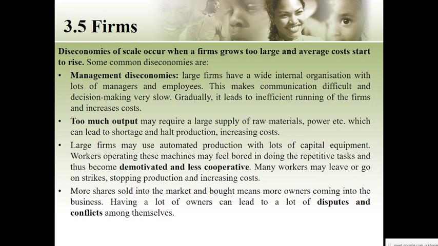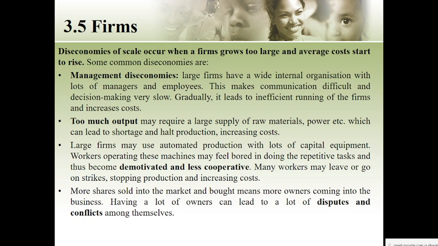That was the economies. Now here we have diseconomies of scale, opposite to economies. The first one is management diseconomies. How can it happen? A large firm has a wide internal organization with lots of managers and employees. This makes communication difficult and decision making very slow. Got that? Too much output. They may require a huge kind of production, so supply of raw material, power, etc., can lead to shortages and hard production, increasing cost.